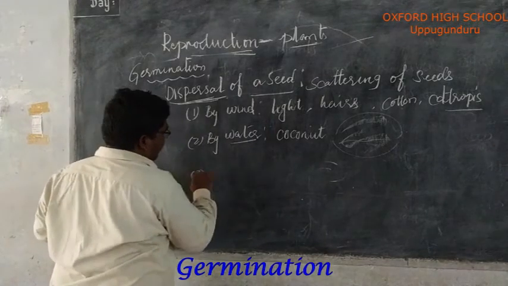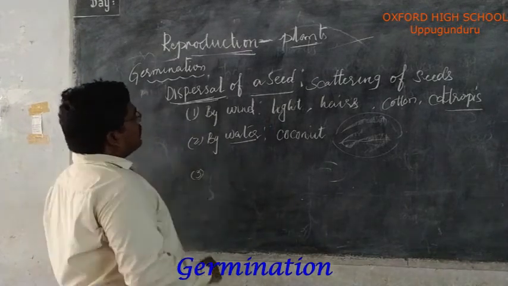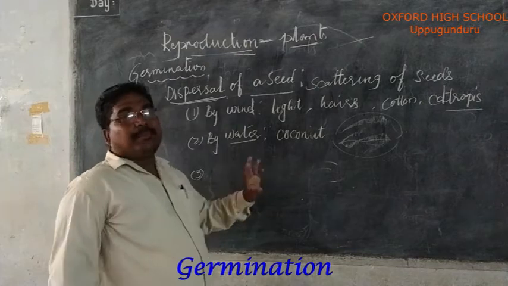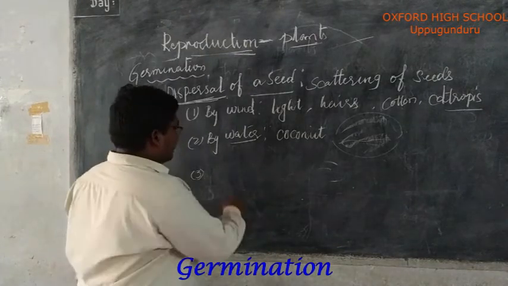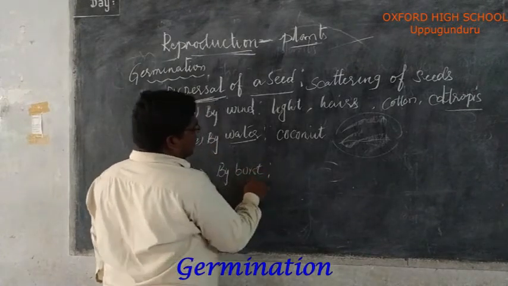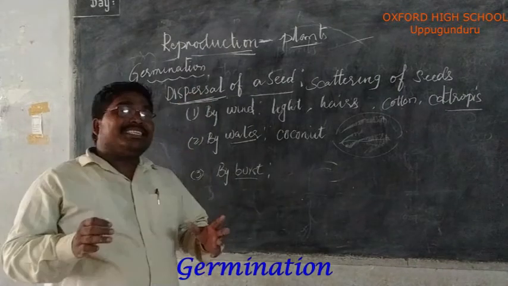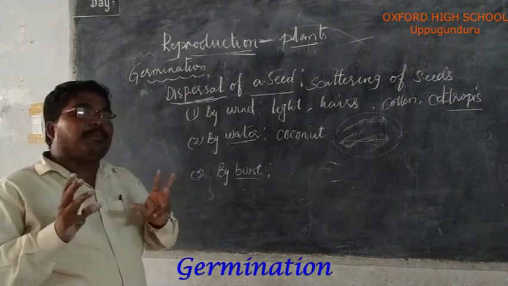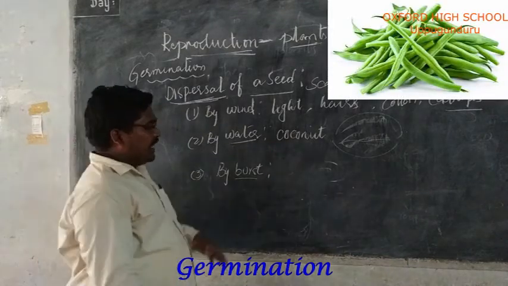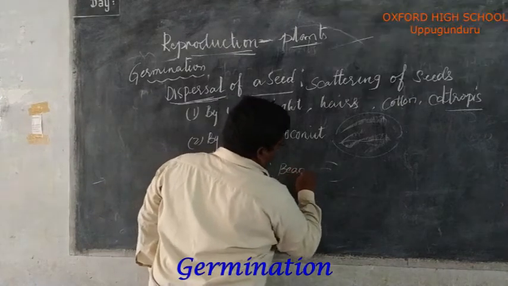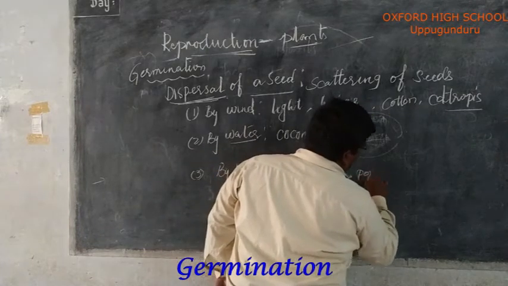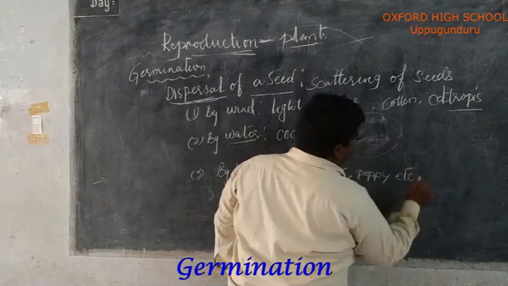The third one is, besides wind and water, seeds scattered away from the plant body by bursting. Some of the seeds or fruits of plants can burst open and scatter the seeds away from the parent plant. For example, beans, peas, poppy, etc. So these are the examples.